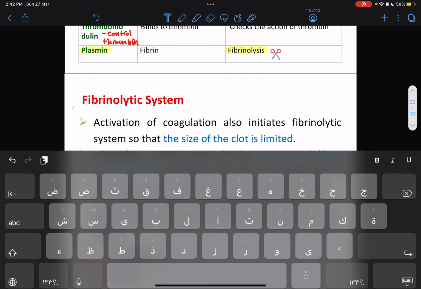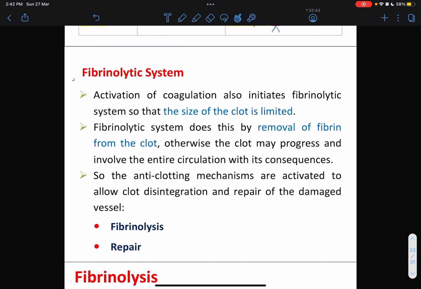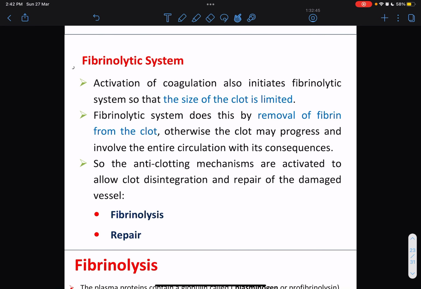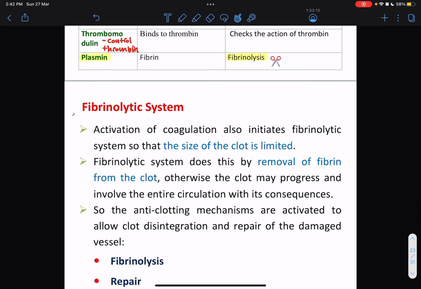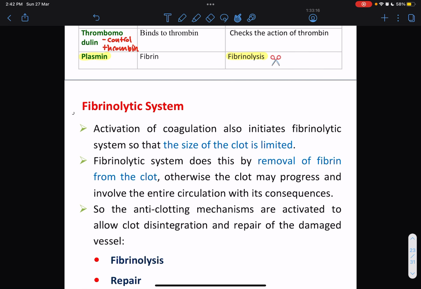Once the blood vessel is repaired, this clot has to dissolve. This clot has to disintegrate. This clot has to become smaller. This clot has to become fibrotic. This clot has to disappear as much as possible from the blood vessel so that everything becomes normal. There is a system of controlling the clot, breaking the clot, dissolving the clot, or bringing everything back to normal. And this system is called the fibrinolytic system.